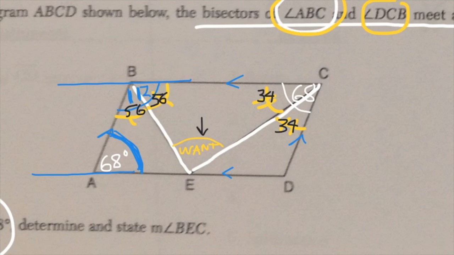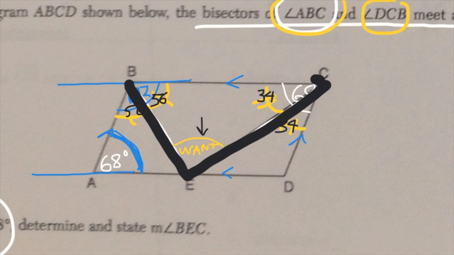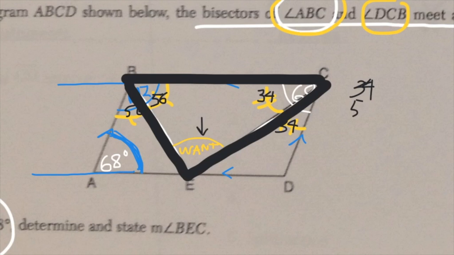So altogether, just looking at the triangle on its own, this triangle here has to add up to 180 degrees, and we've got 34 and 56 so far. So we've got 90 degrees so far. So the last angle that's missing has to be worth 90 degrees.